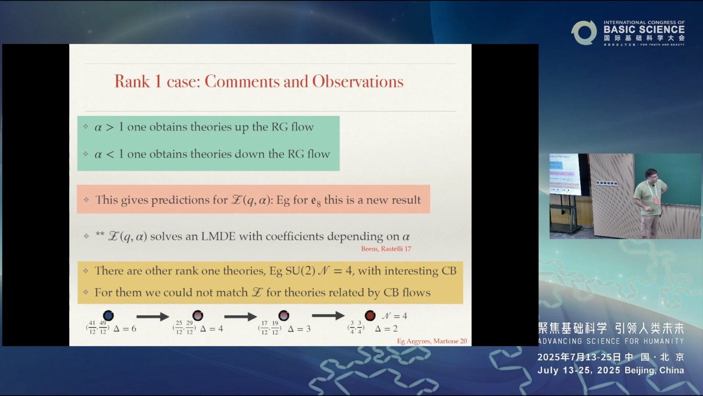For example, you can look at the N=4 SU2 theory, and there are N=2 theories with this data. Delta is the dimension of the Coulomb branch operator which flows to this N=4 SU2 theory. But the Schur partition functions of all of these theories, as far as we could check, are unrelated. We could not make this simple match of the Schur partition functions of the theories in this sequence.